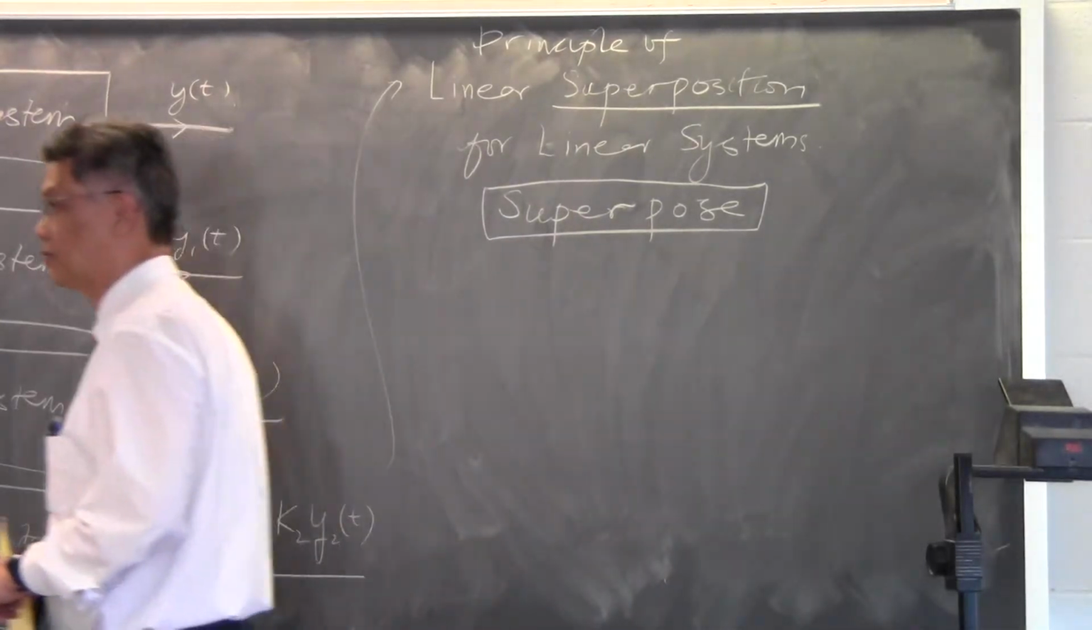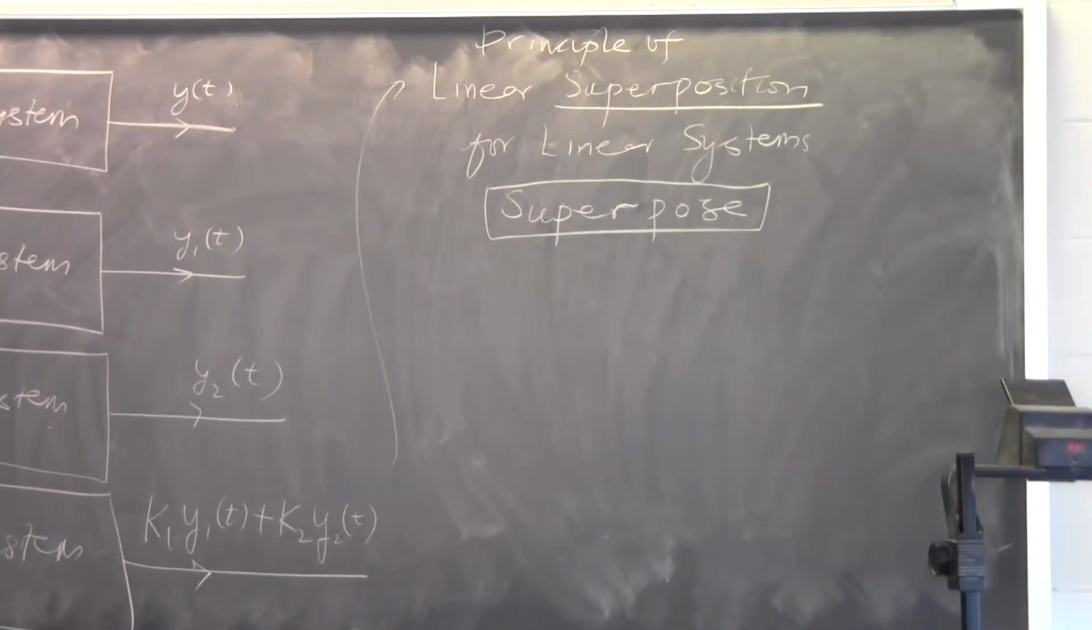Or superimpose, you see this word sometimes in use. Superpose and superimpose, or superpose, just means putting one thing on top of another one. So this is the gist of the definition of a linear system. And if you want to test if a system is linear, you have to subject that system to these tests. And if these tests are satisfied, then the system is linear.